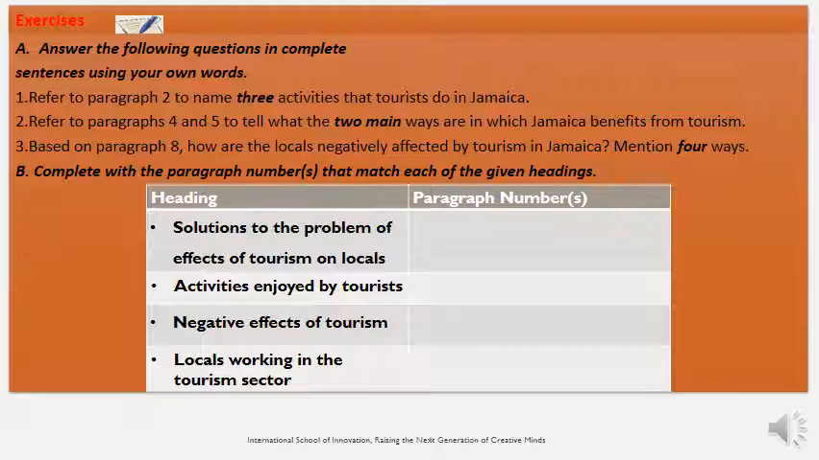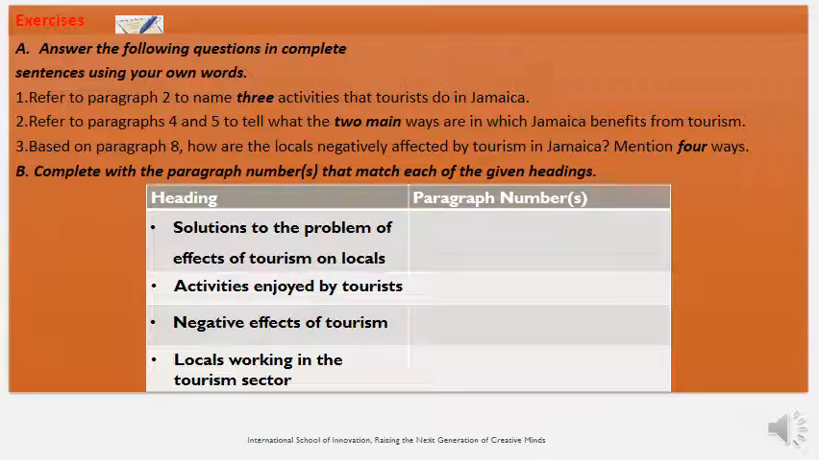Based on paragraph 8, how are the locals negatively affected by tourism? Mention 4 ways. They mentioned the low wages of the employees, because the local employees are getting low wages, while the managers from other countries are getting more money. They mentioned the problem of water also. This is also a main point, and there are many other ways. We'll check them in the slide after this one. Now we have to complete with the paragraph number or numbers that match each of the given headings: solution to the problem of effects of tourism on locals, activities enjoyed by tourists, negative effects of tourism, and locals working in the tourism sector.